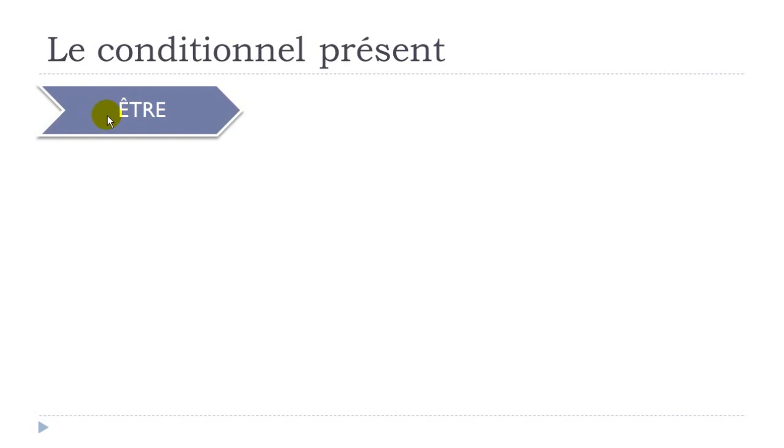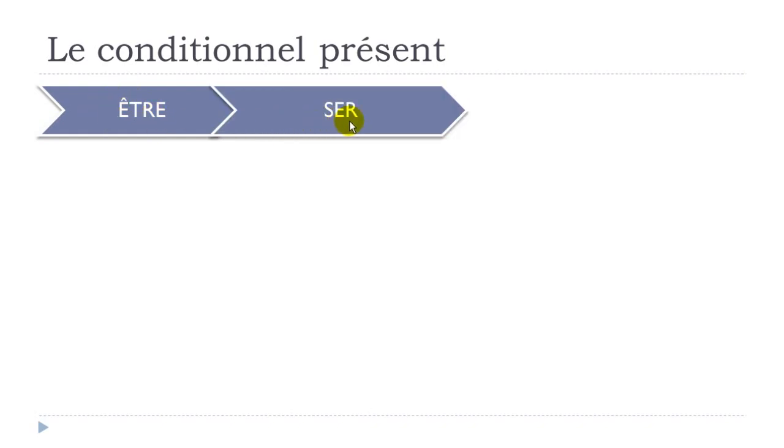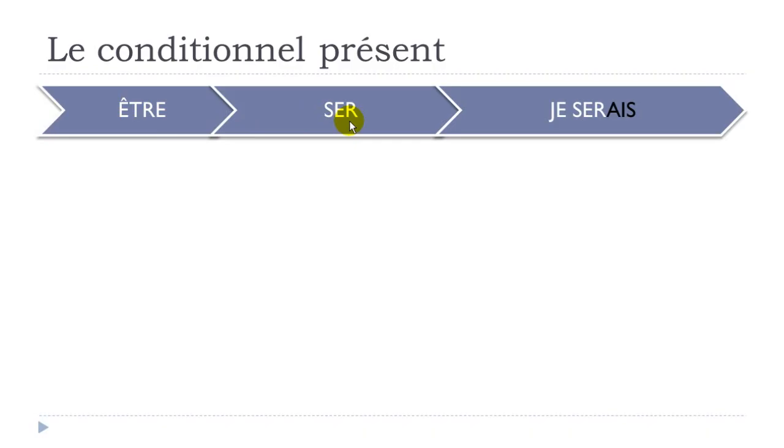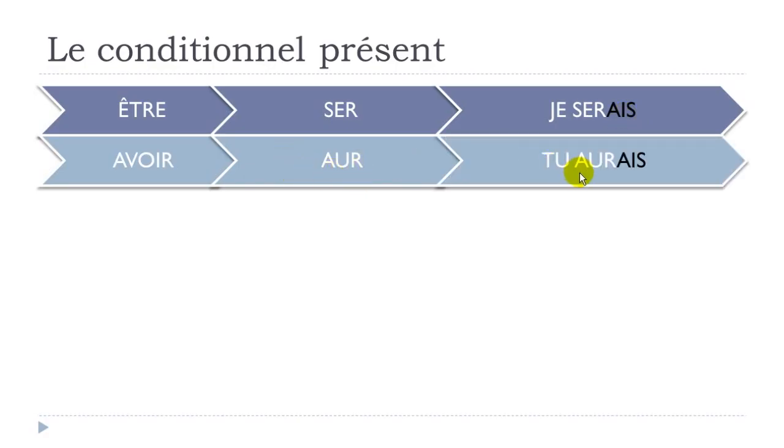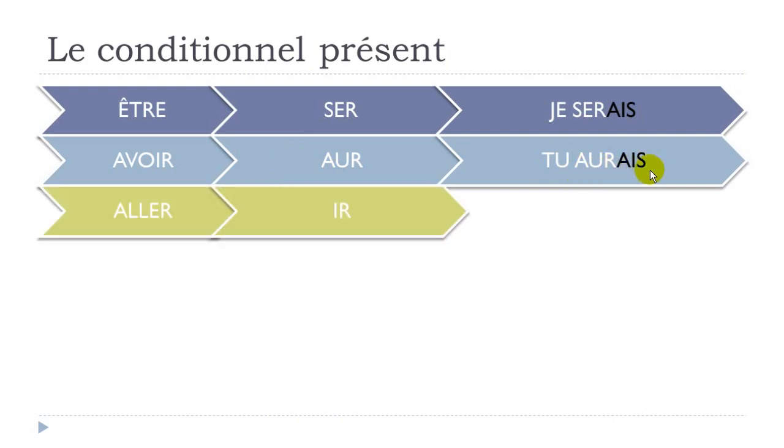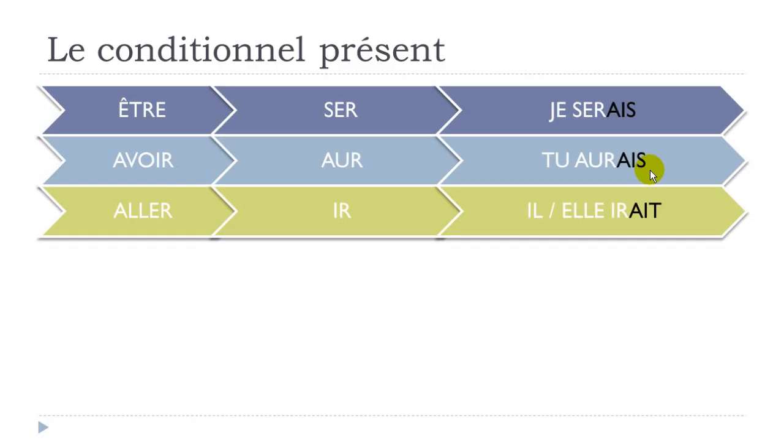So être will become ser. All right? And then after that, you will have to put the endings. Je serais. You will keep this ser all the time for your conjugation, and after that, you will add all the endings that we saw. Avoir will become aur. Same thing here. After that, you will add all the endings. So, tu aurais. Aller will become ir. And you'll get il irait, elle irait.